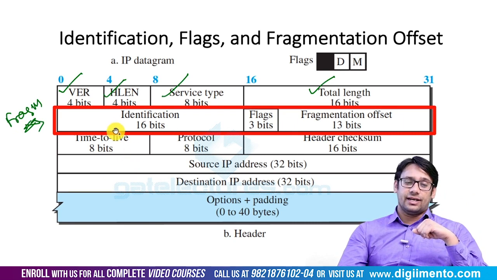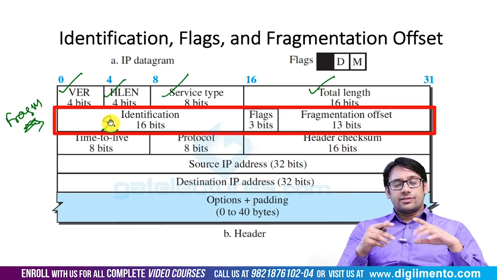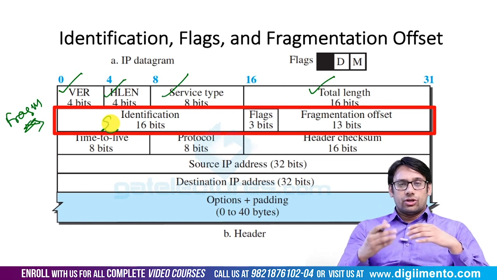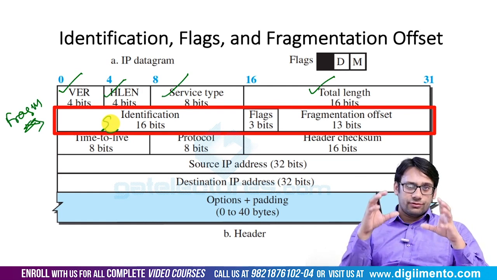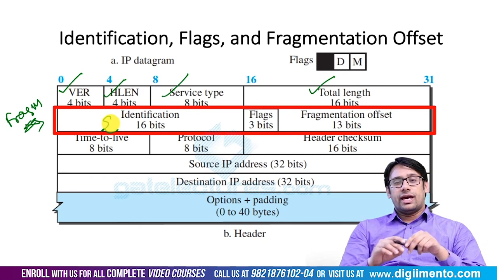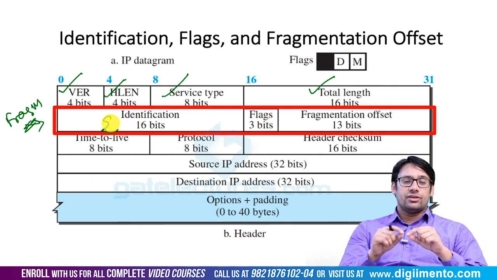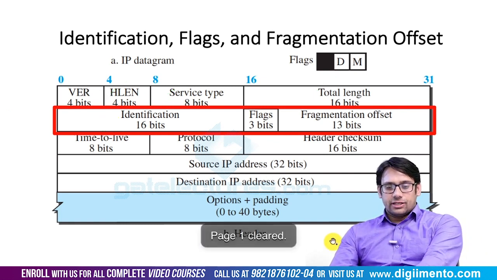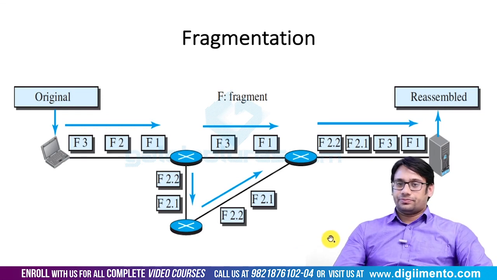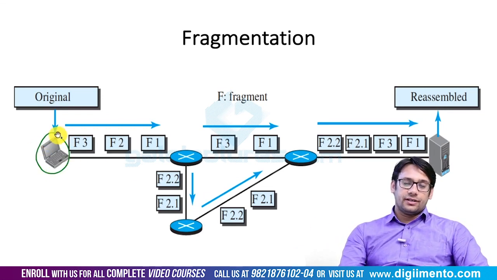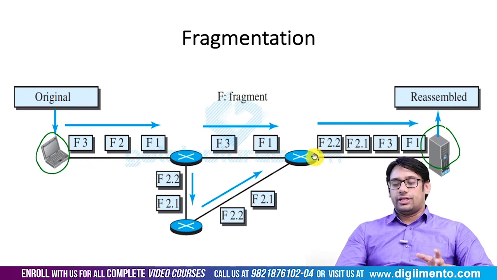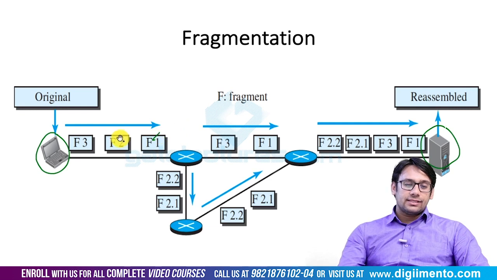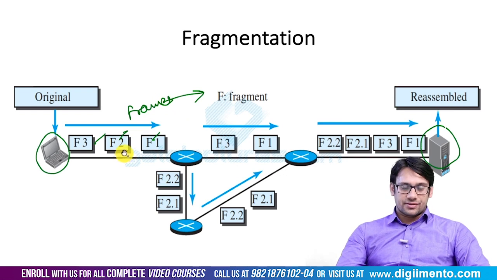Now what exactly is identification? Identification means whenever you get a datagram from the network layer, with that datagram I'm going to add some identification information, just like an ID number. Let me explain it to you with the help of an example. This is the sender, this is the receiver, and the sender is sending network data through this network. And these represent frames, or you can say fragments.